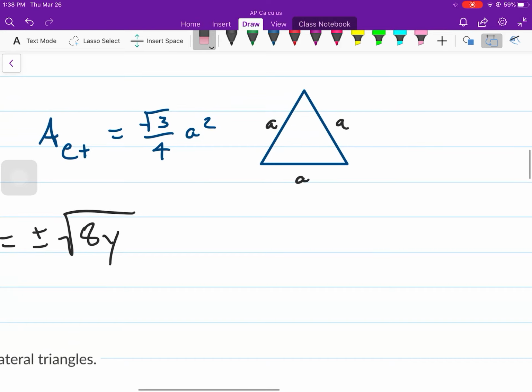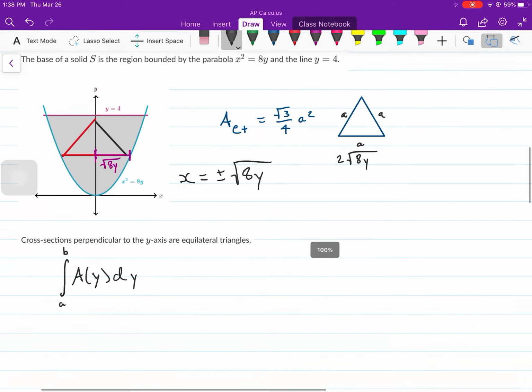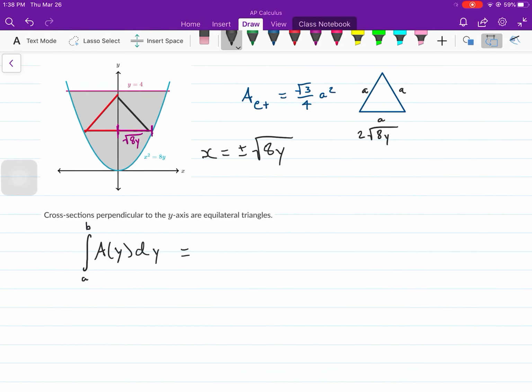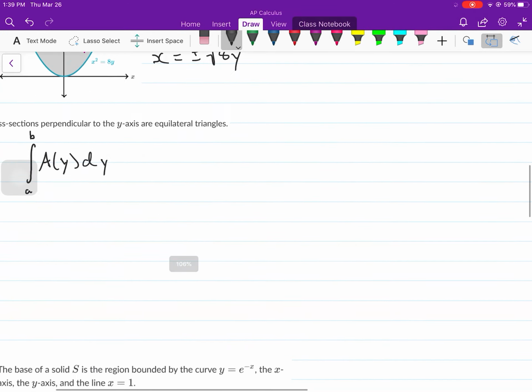Man, I can't write right now. So our area of our triangle is going to be square root of 3 over 4 times 2 square root of 8y squared. And we're going from 0 to 4. It's kind of nice to give us those bounds at least.